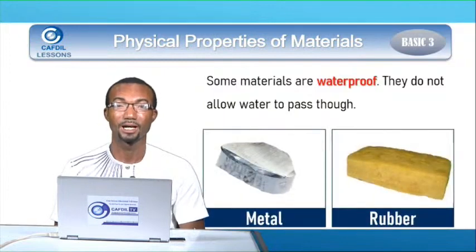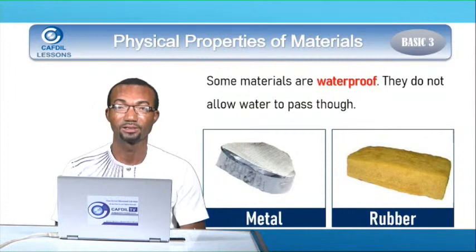And examples are metal and then rubber. So metal and rubber are waterproof materials. They do not allow water to pass through.